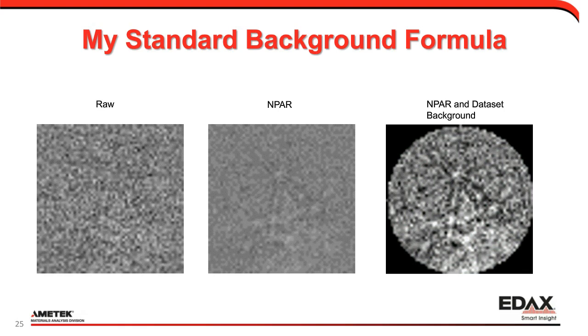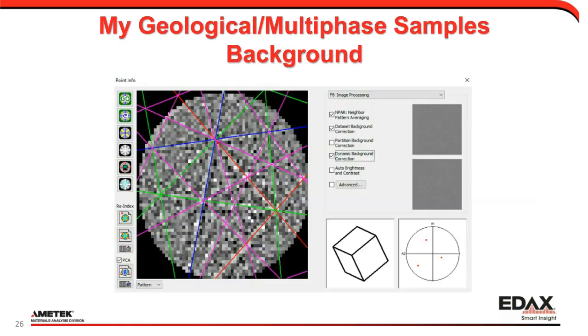When I'm using usually multi-phase materials, I will often also add the dynamic background. And the reason for that is pretty simple. It's what the dynamic background has and what it does. It works really well in multi-phase samples. So in this case here, you can see I have NPAR selected on the right side. I also have the dataset background correction selected. But in this case, I've also added the dynamic background. And again, that helps me basically even out my background on multi-phase materials.